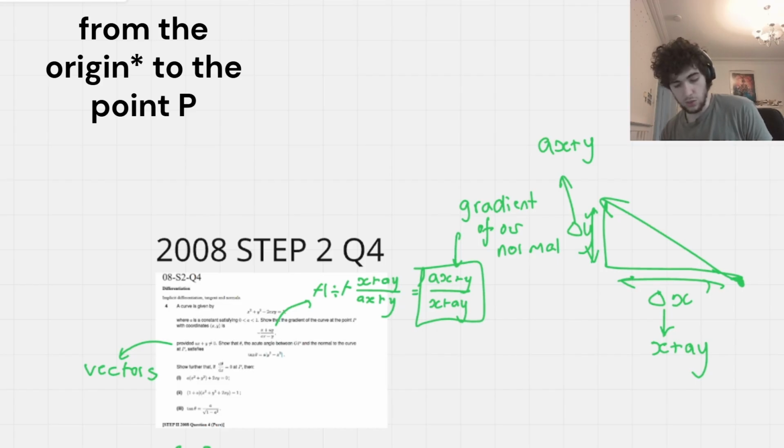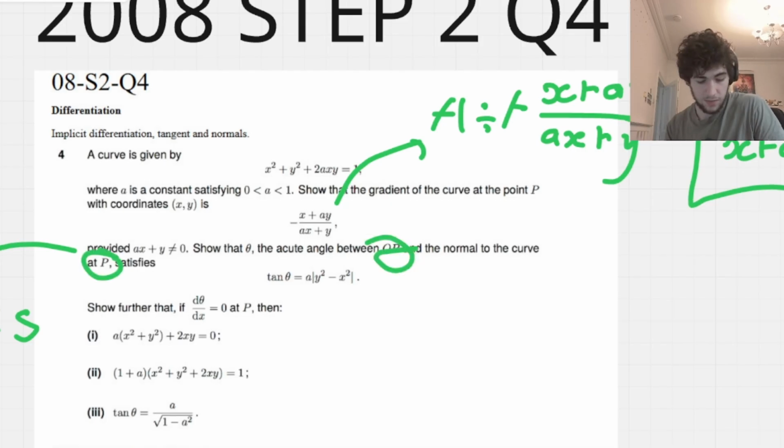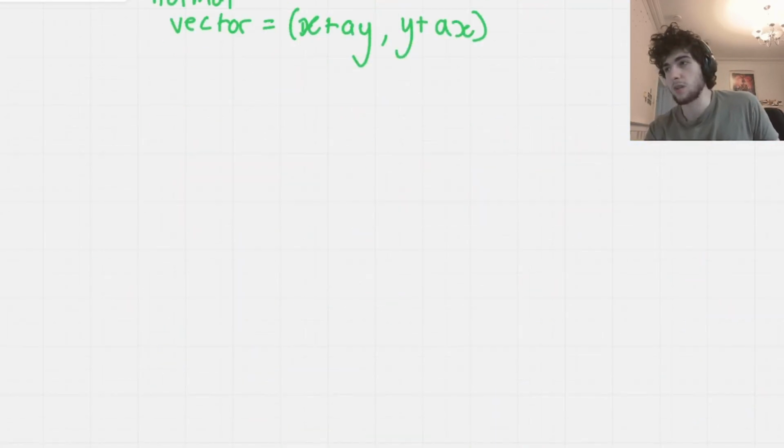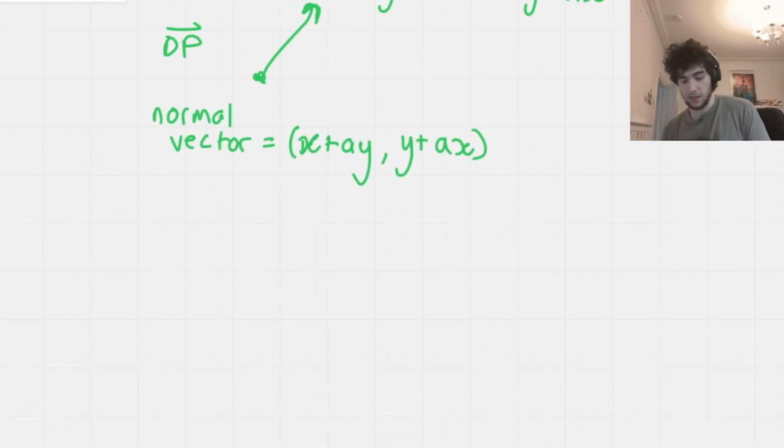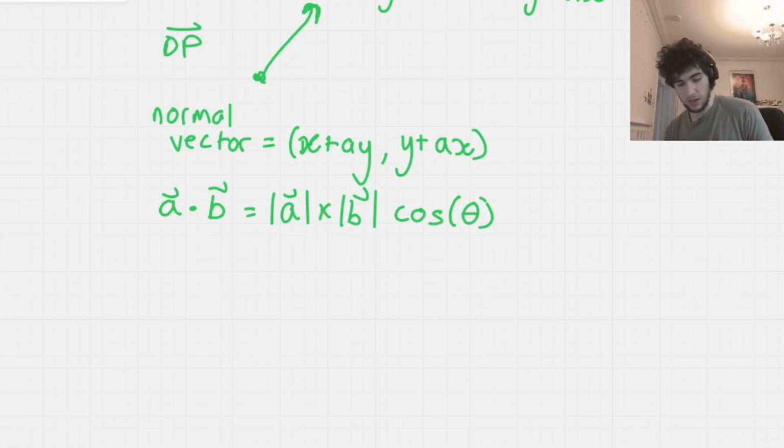And so what we're doing in this part of the question is finding the angle between these two vectors. So we're finding the angle between OP and the normal to the curve at P. And so really all that we need to know is how do you actually find angles between vectors? Well, there's a couple of formulae that you might think are relevant. For example, if I give you two vectors A and B and you dot them, then you should know that A dot B is equal to the mod of A multiplied by the mod of B multiplied by cosine of the angle in between the two vectors, right?